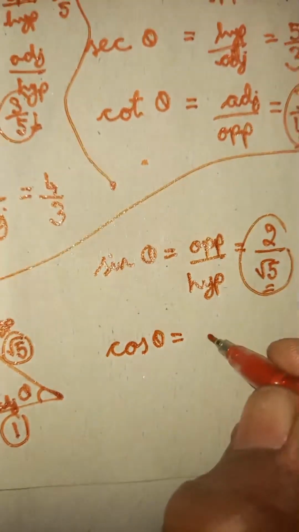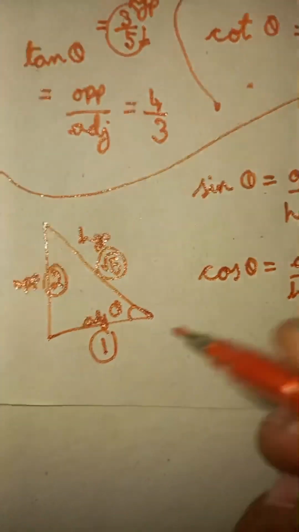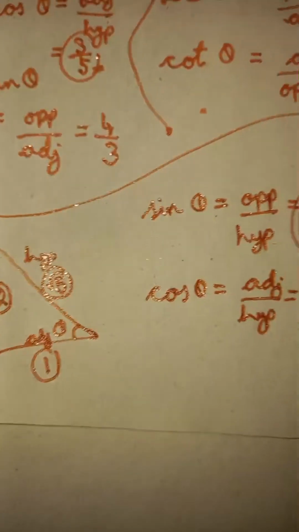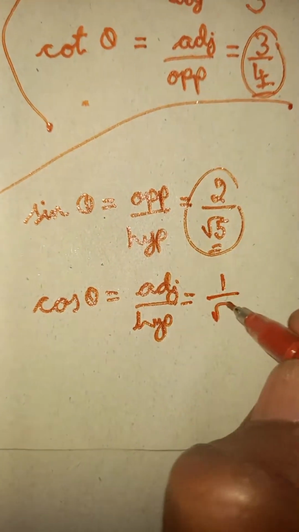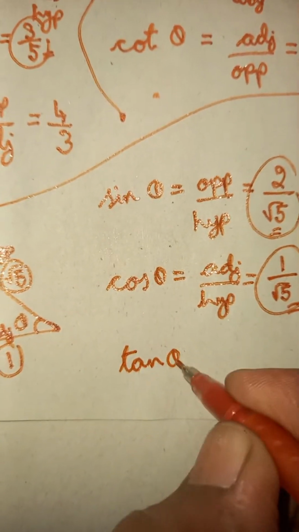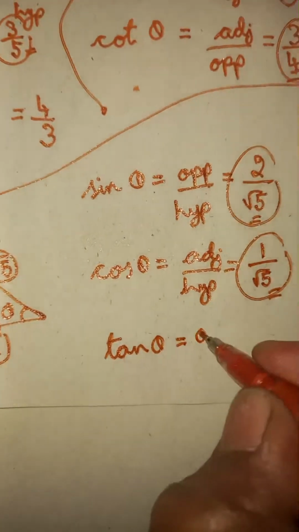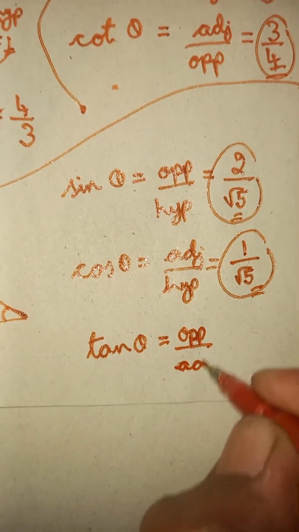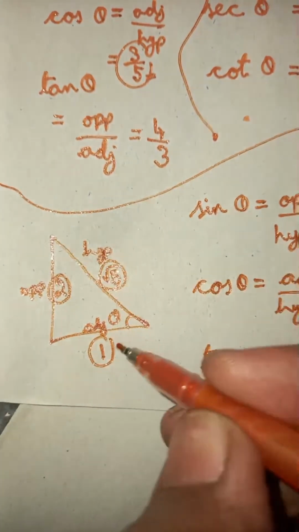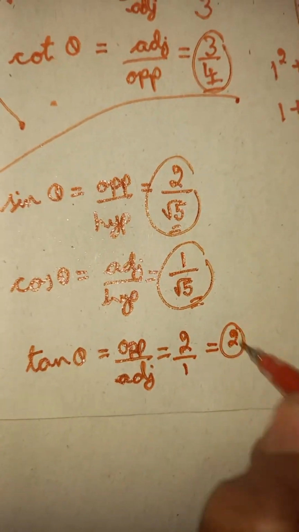Now let's find out cos of theta. Cos theta means adjacent by hypotenuse, so it is 1 by root 5. Now let's find out what is tan theta. Tan theta means opposite by adjacent. Opposite is 2 units, adjacent is 1 unit, so it is 2 by 1, which remains as 2.